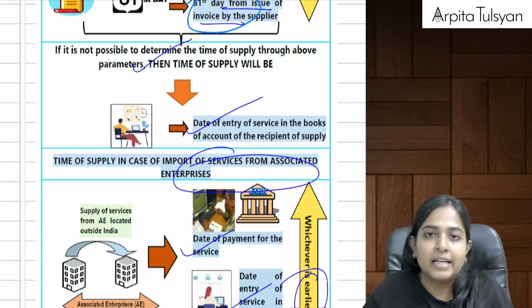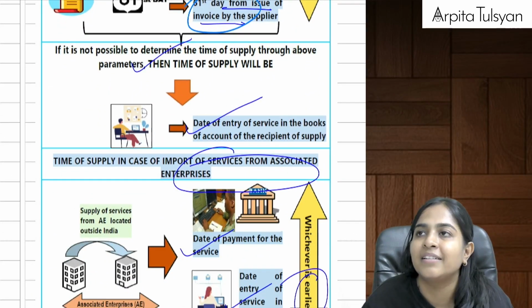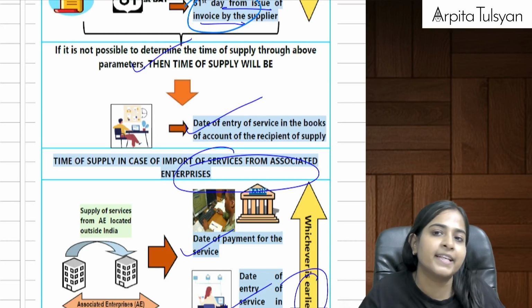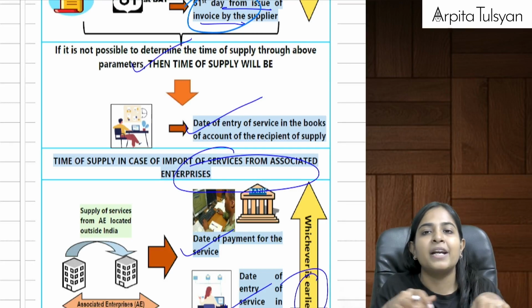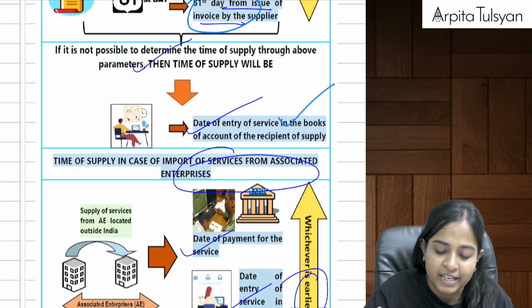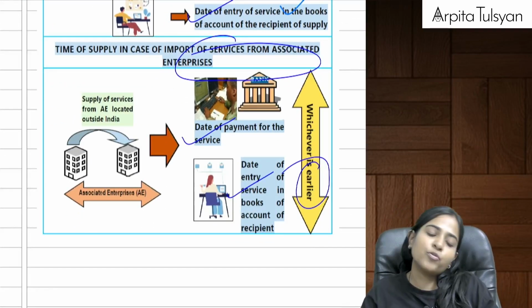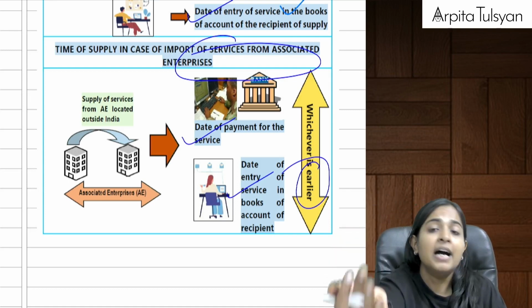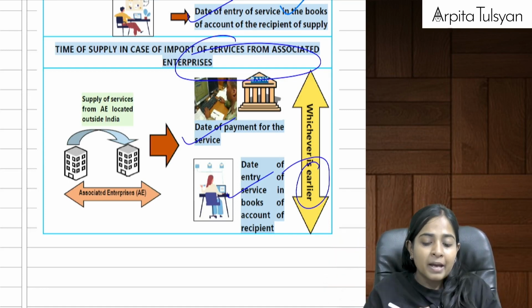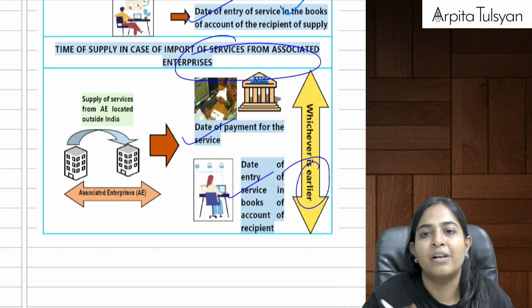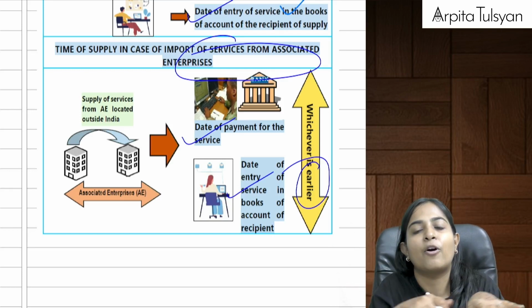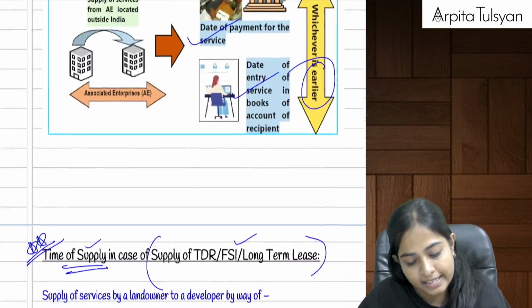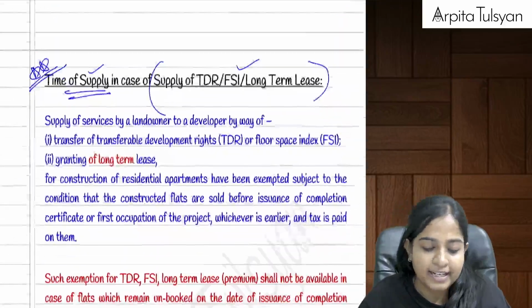whichever is earlier. If it is not possible to find the time of supply as per those provisions, then from the point of view of the recipient, whenever he has recorded the receipt of service in his books of accounts. And between associated enterprises, where I am in India and my associated enterprise is outside India, if I am importing some service from them, then the time of supply will be the date of payment or the date when I have recorded the service in the books of the recipient. Are you clear till here, everyone?